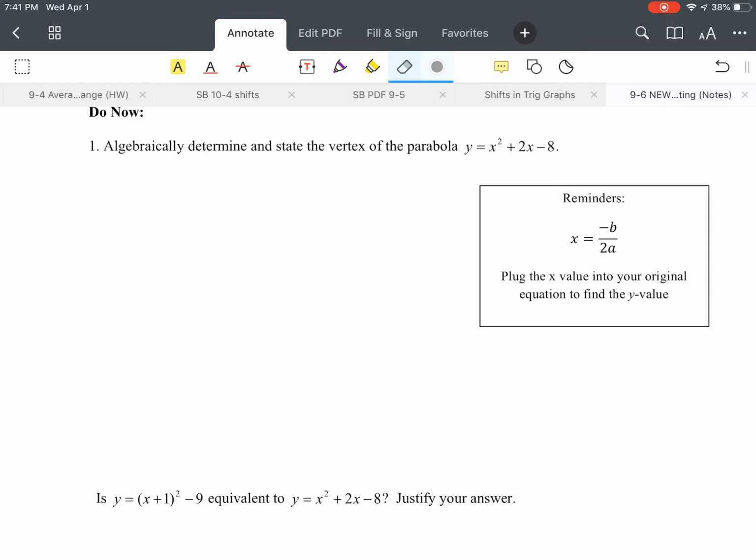It says algebraically determine and state the vertex of this parabola. I'd like you to try it and then pause the video, and then when you're ready, unpause it and I'll go over it. Okay, so if we're stating the vertex, the first thing we need to do is find the axis of symmetry.